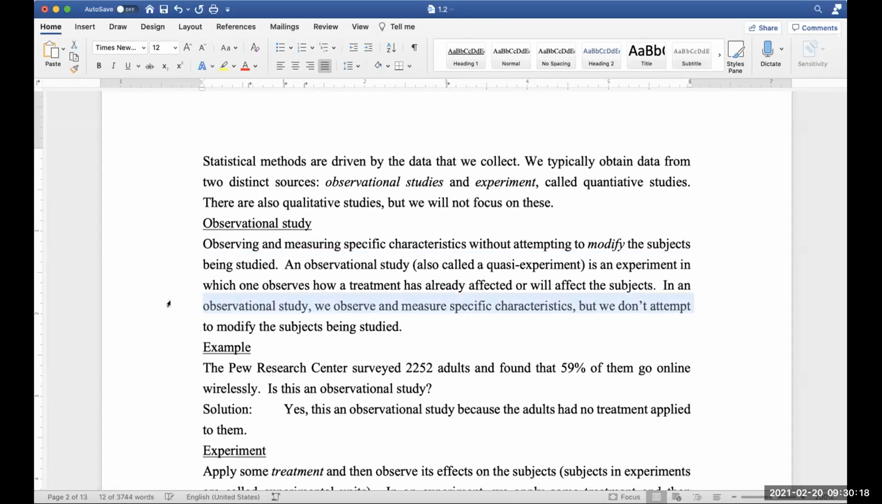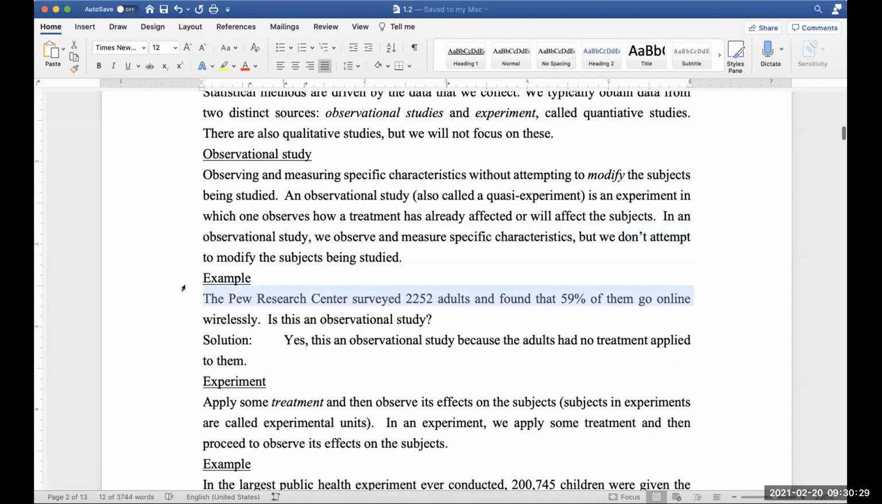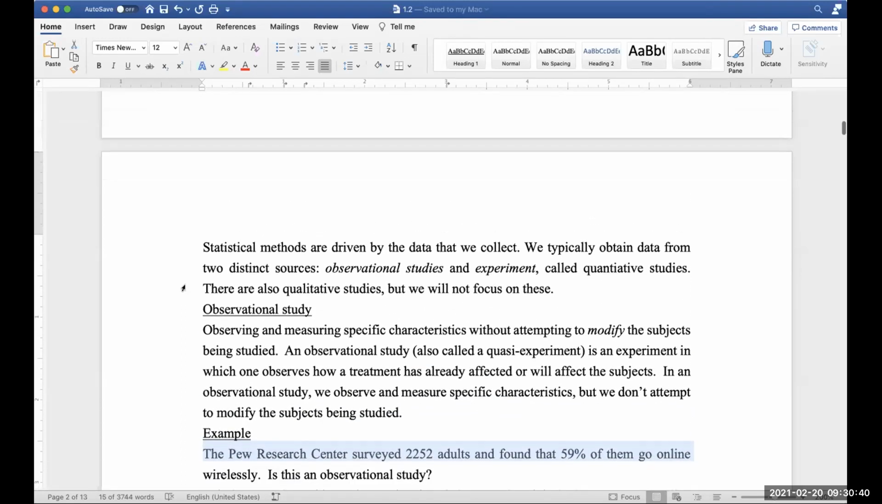So in an observational study, we observe and measure specific characteristics, but we don't attempt to modify the subjects being studied. So let's do an example. The Pew Research Center surveyed 2,252 adults and found that 59% of them go online wirelessly. Is this an observational study?